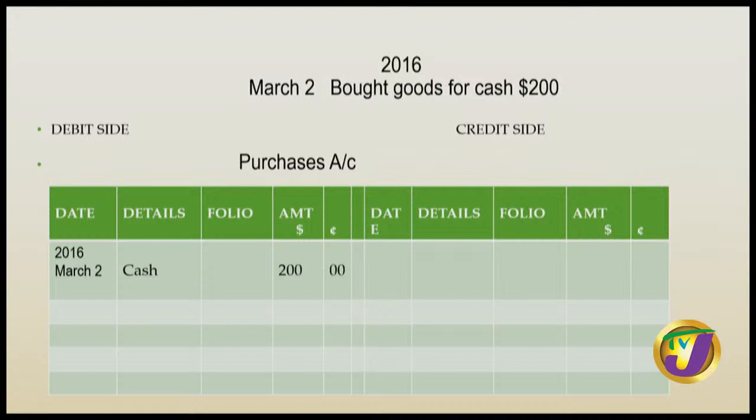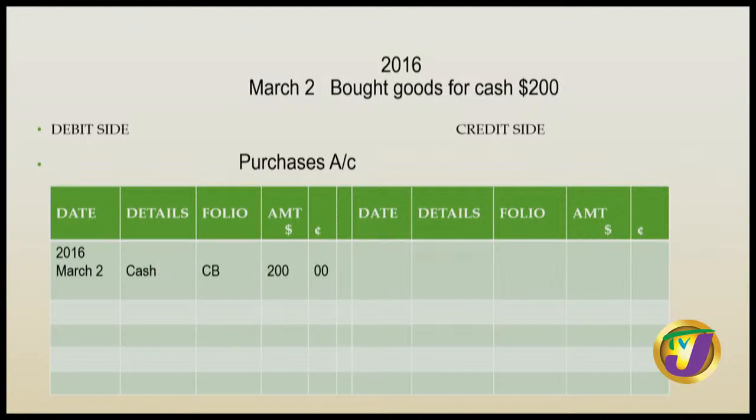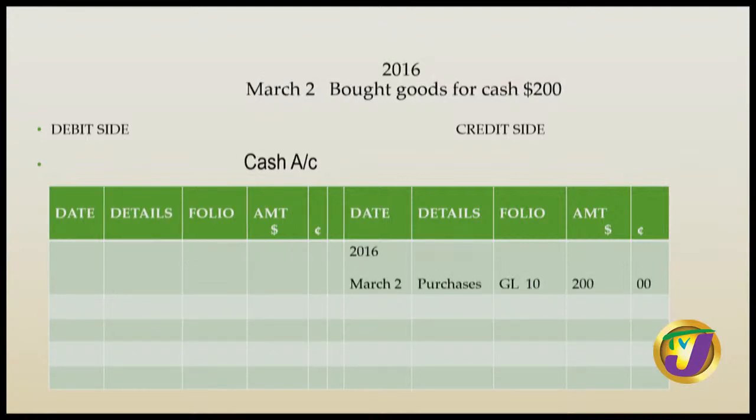Because remember, the cash book is made up of both the cash account and the bank account. Good. So in the folio, you're going to put what? CB. And CB here stands for cash book. And this will tell us where we can find the other half of the double entry. See there, students? Debit the purchases account to show an increase in stock, March 2. And in the cash account, of course, it will be on the credit side looking like this.